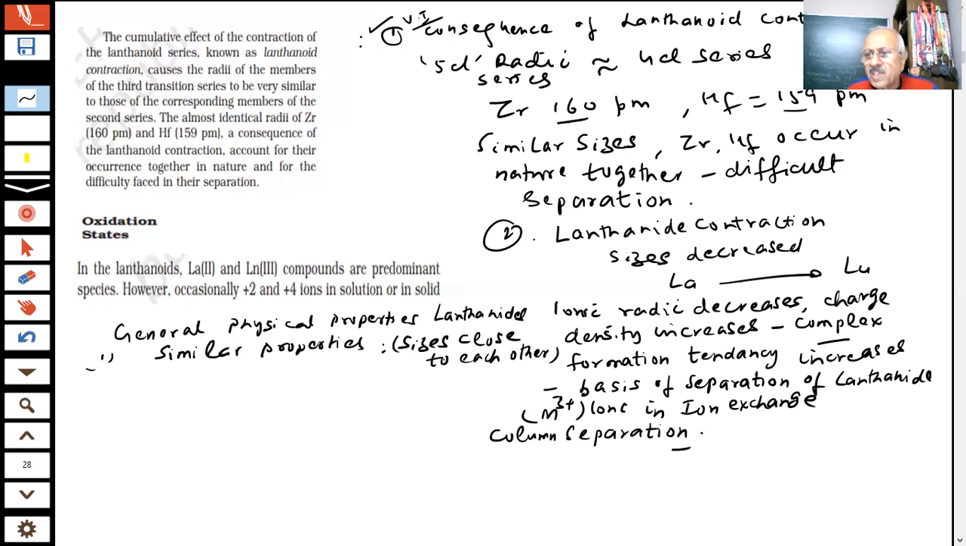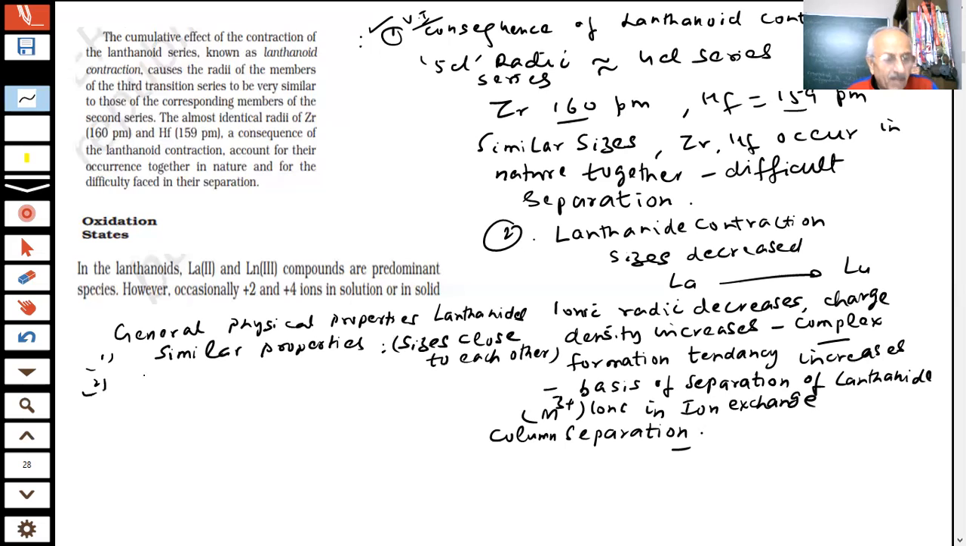In the other groups, you have seen the sizes are quite changing. There's a big difference, so the properties could be different. Some covalent, some ionic you have seen, and different types of compounds are formed depending on the large change in sizes, students, but here you are not expecting that much change.